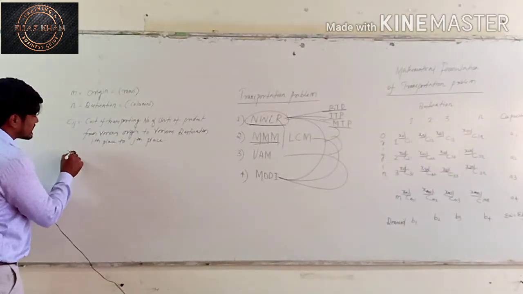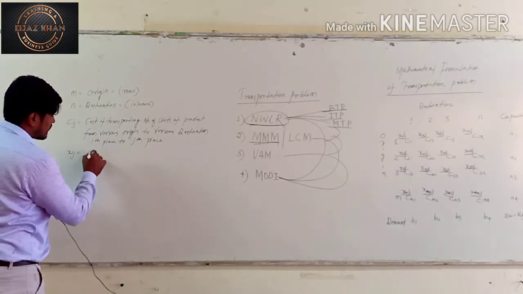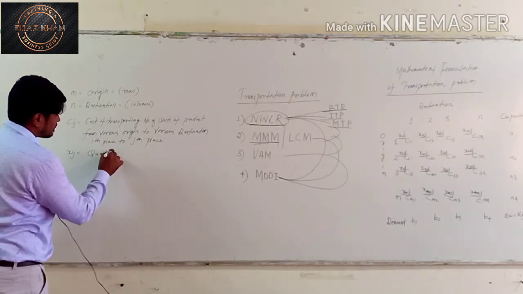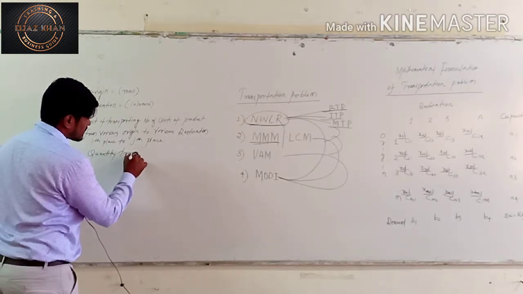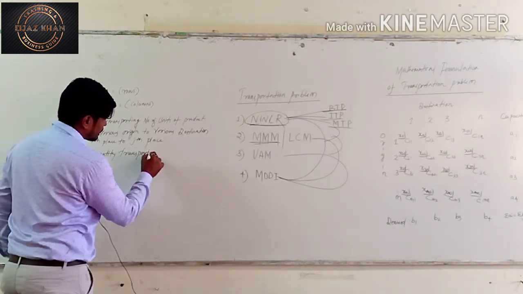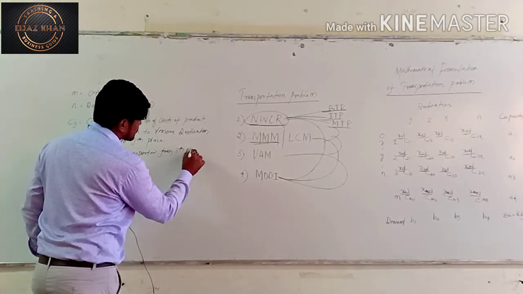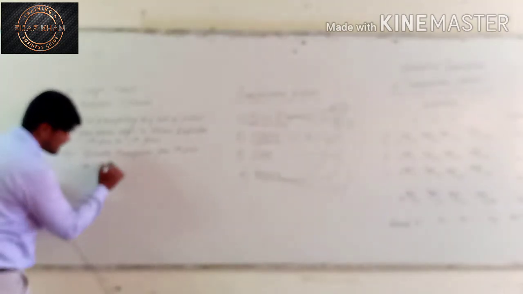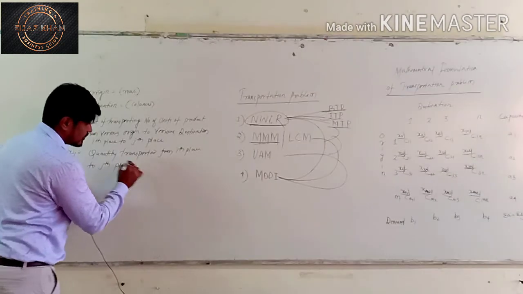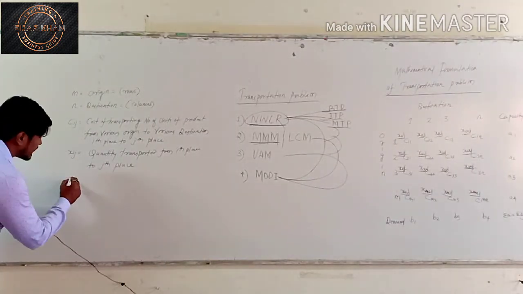Now, what is XIJ? XIJ is the quantity transported from ith place to jth place, origin to destination.